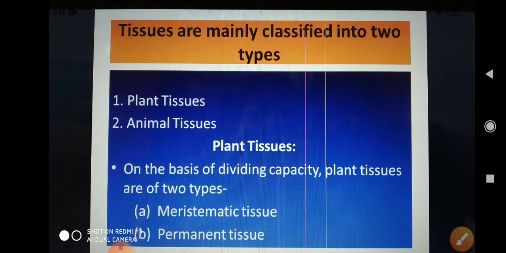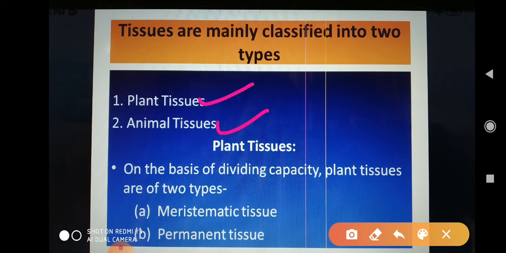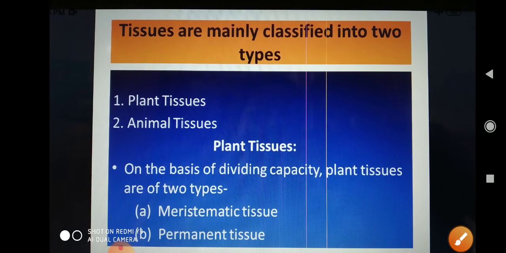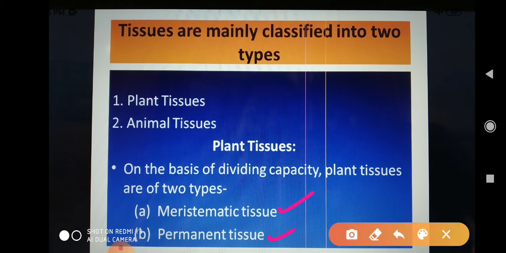Now next, tissues are of two types. This is on the basis of where they are found. One is plant tissue and the second is animal tissue. In this chapter we will study the plant tissue, then animal tissue, and firstly we are going to study the plant tissue. Plant tissues are of two types. One is called meristematic tissue and the second one is called permanent tissue.